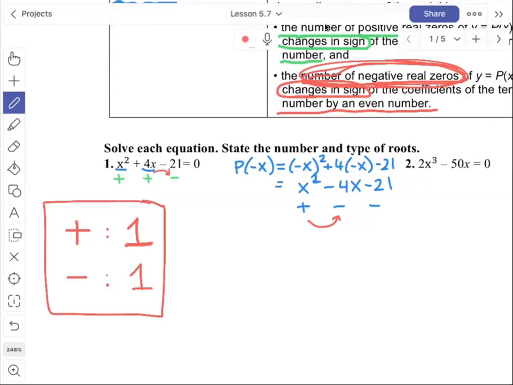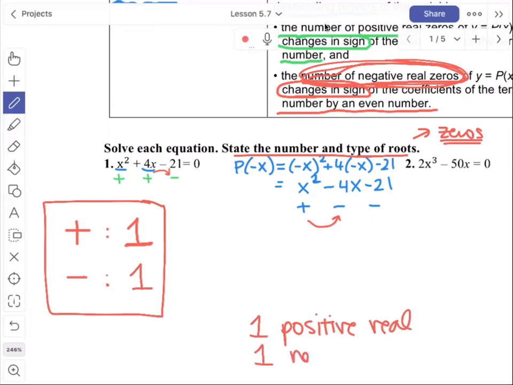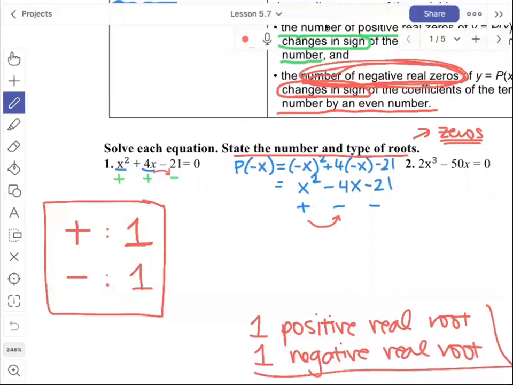Okay, or I guess it says state the number and type of roots. Roots are zeros, by the way, in case you guys didn't catch that yet. Roots are the same thing as zeros. So I have 1 positive real and I have 1 negative real root.